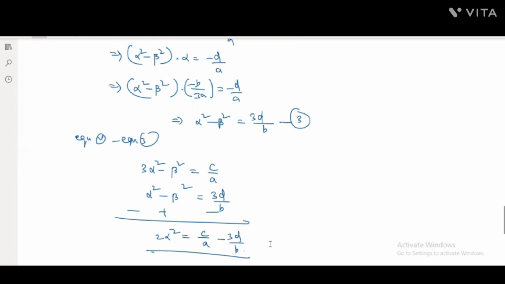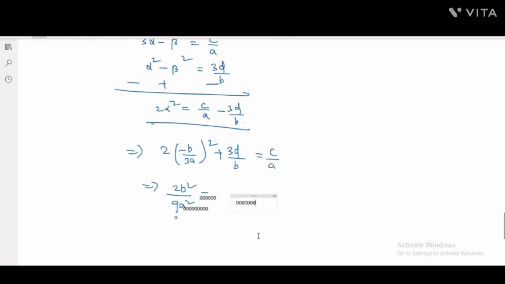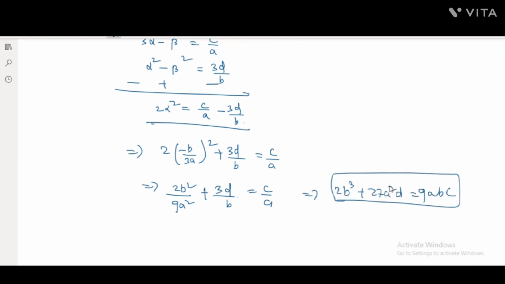Next, we substitute the alpha value. So 2 into minus b by 3a whole square plus 3d by b is equal to c by a. This gives 2b square by 9a square plus 3d by b is equal to c by a. If we simplify this, we get 2b cube plus 27a square d is equal to 9abc. So this is the direct condition for the roots of a cubic equation to be in AP.